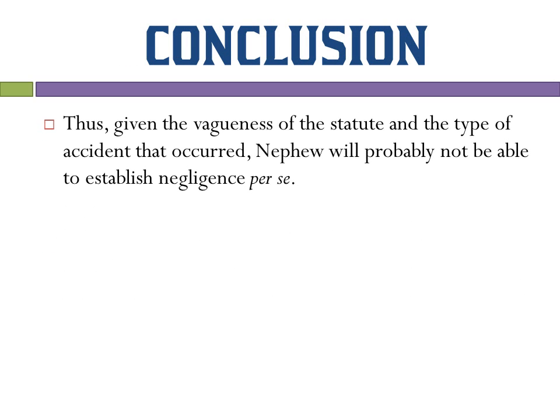Then you reach a conclusion. It's always nice if your conclusion sums up what you just said, especially if you've been through 4 different elements plus an exception. Thus, given the vagueness of the statute and the type of accident that occurred, nephew will probably not be able to establish negligence per se. So we've gone through all of that, and we got to no negligence per se.